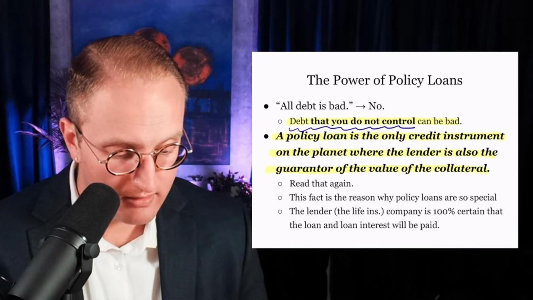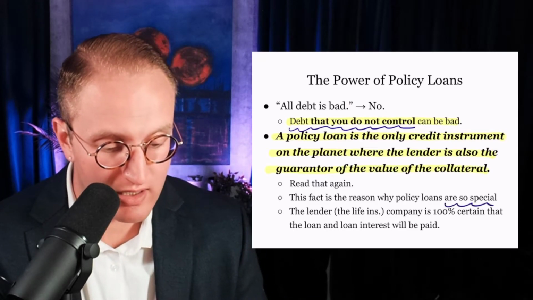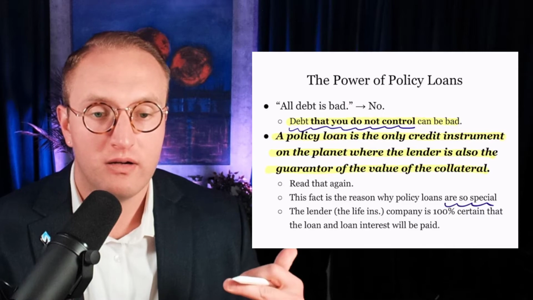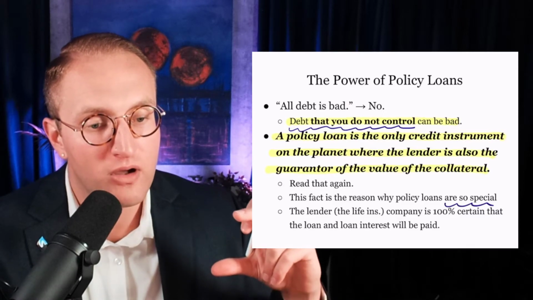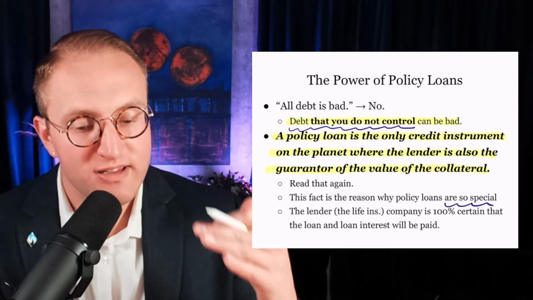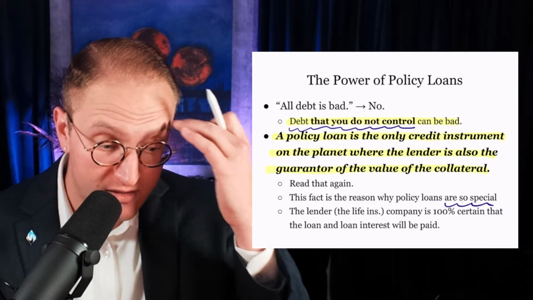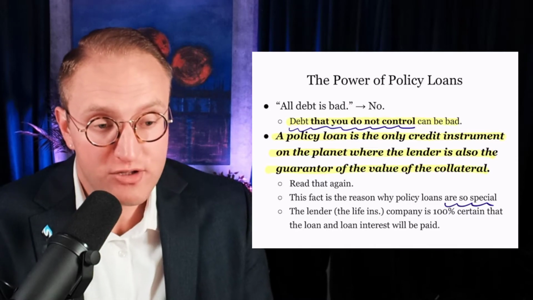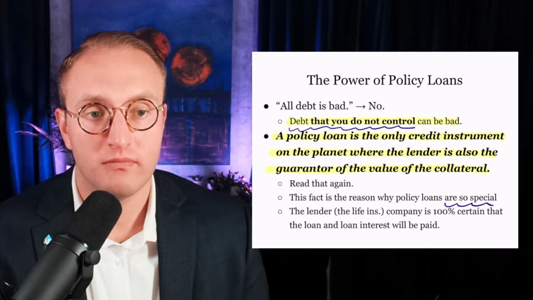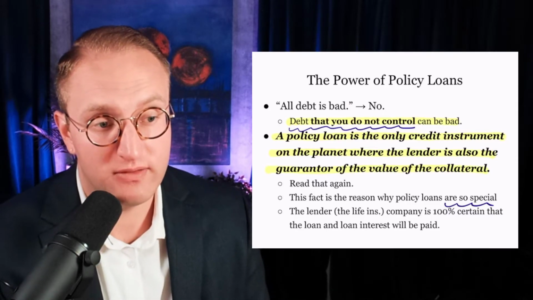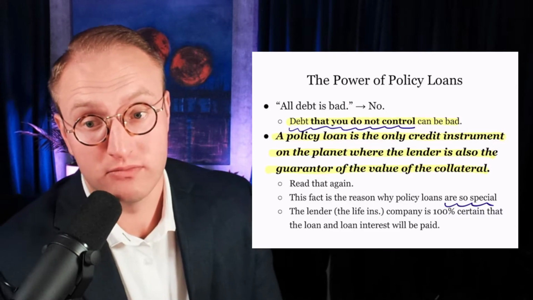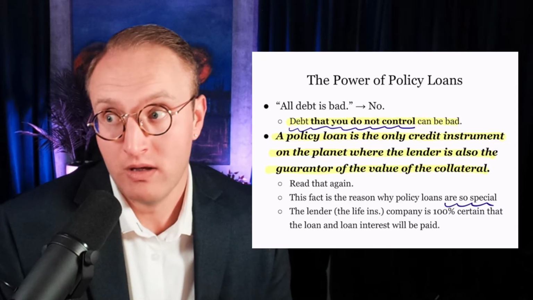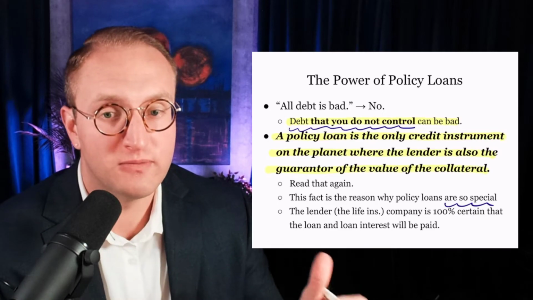And this is why policy loans are so special. This is why there's no fear that the collateral on the credit instrument will be insufficient to cover the loss due to the default. The company knows they're going to get paid. Whereas in every other credit transaction, the lender is not certain that they're going to get repaid. All sorts of things follow from this, y'all.